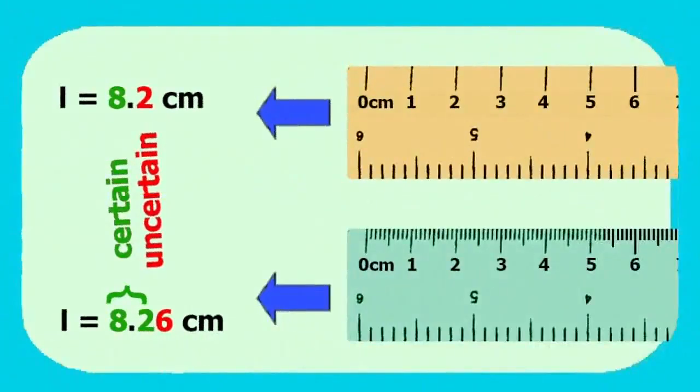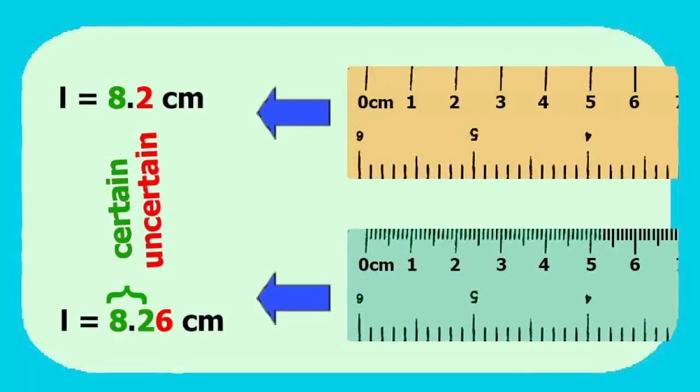The sum of the number of certain digits and estimated digits represents the significant figures. For example, in the previous measurement, when we obtained the number 8.26, we have 3 significant digits. If we report the number 8.26 with the first ruler, we gave wrong information. But the second ruler can measure this number. What is the difference? The answer is in the resolution of the tool.